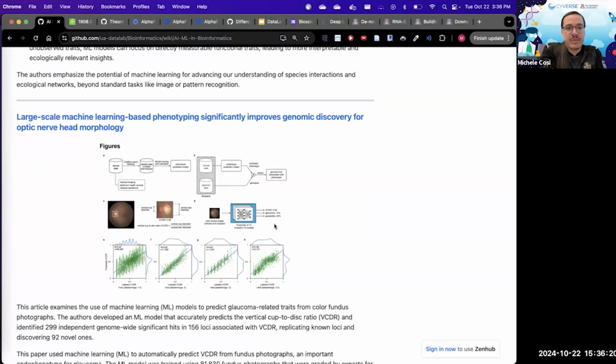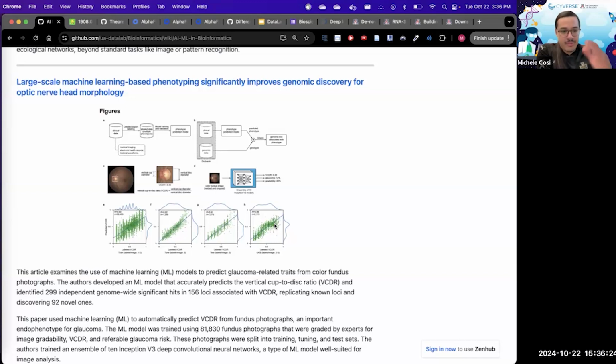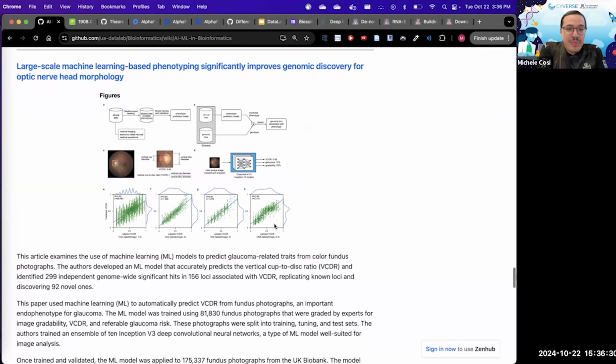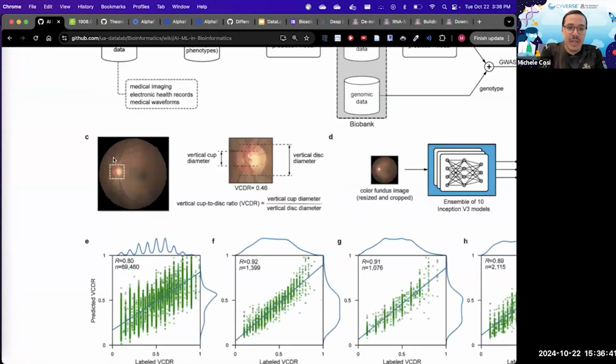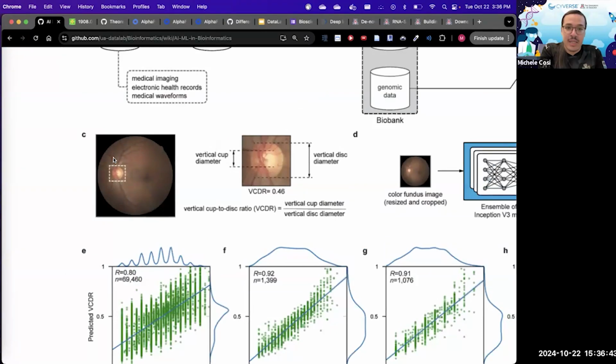Okay, yeah, the next paper that I did look at was, well, this really long name. Essentially, what they tried to do was to use machine learning to predict glaucoma-related traits from color fundus photographs. And if you do not know what color fundus photographs are, it's this specific image here, where you take a picture of the inside of the eye, essentially.